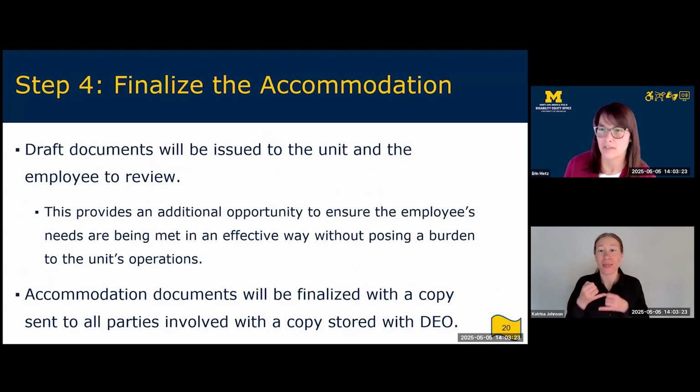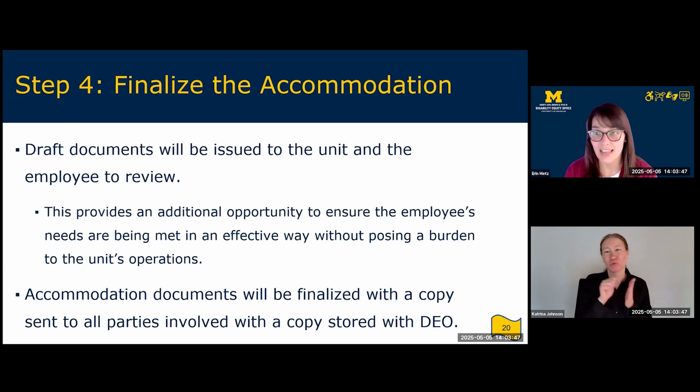The final step in the interactive process is when all gathered information is reviewed to determine the most effective accommodation, where then everyone receives documentation outlining the accommodation agreed upon. There may be instances where a reasonable and effective accommodation cannot be identified. For example, if the only effective accommodation for the employee requires the removal of essential job functions. In these cases, there still are other options that could be available, such as reassignment to a different position, short or long-term disability leave, or other benefit programs.